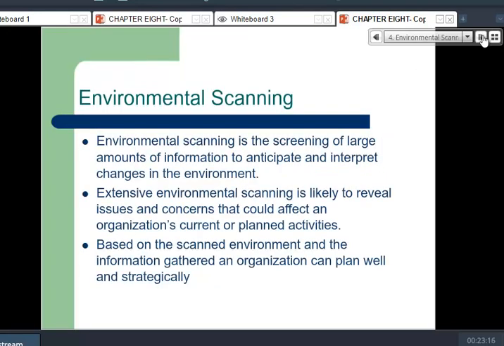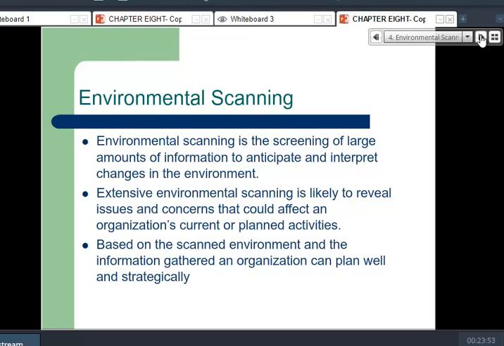Environmental scanning is the screening of large amounts of information to anticipate, forecast, predict, interpret and explain the changes that happen in the environment. Extensive environmental scanning is likely to reveal the issues and concerns that could affect the organization's current and planned activities.